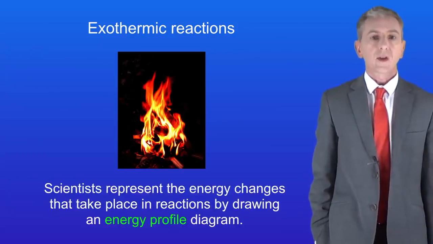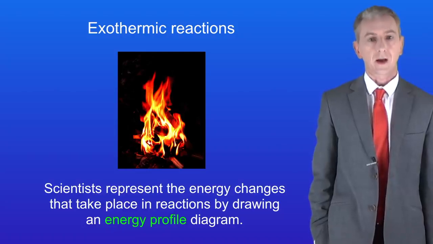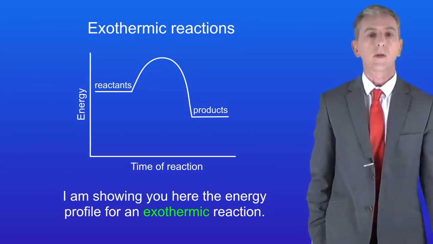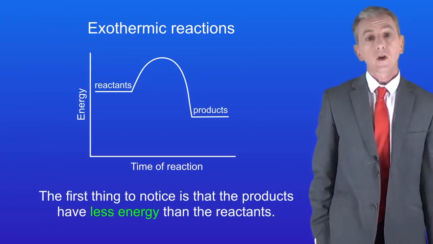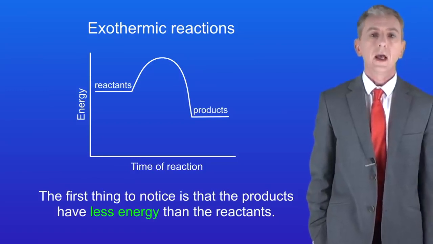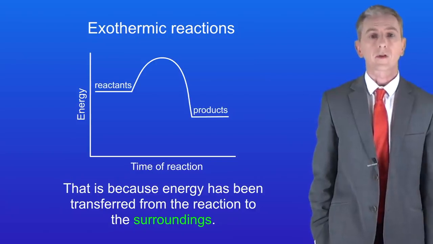Now, scientists represent the energy changes that take place in reactions by drawing an energy profile diagram. I'm showing you here the energy profile for an exothermic reaction. The first thing to notice is that the products have got less energy than the reactants. That's because energy is being transferred from the reaction to the surroundings.